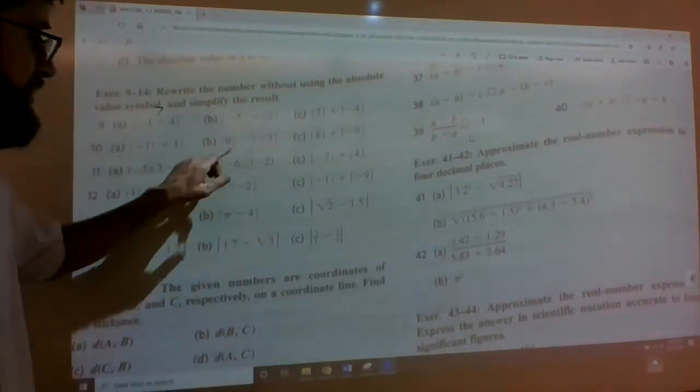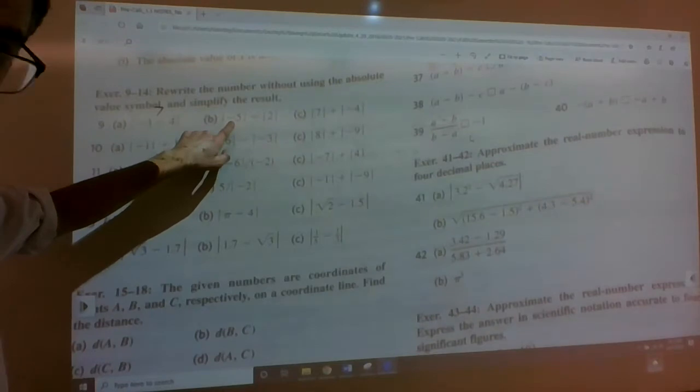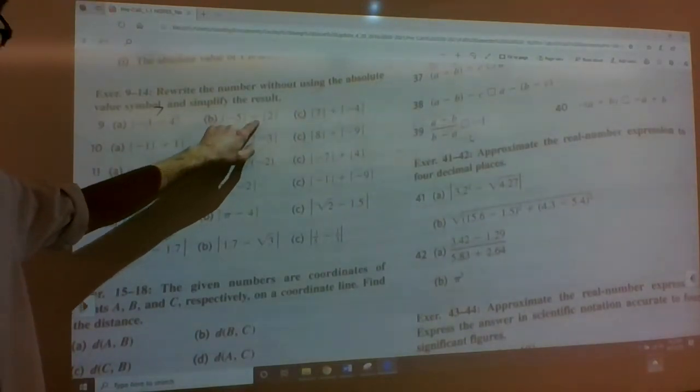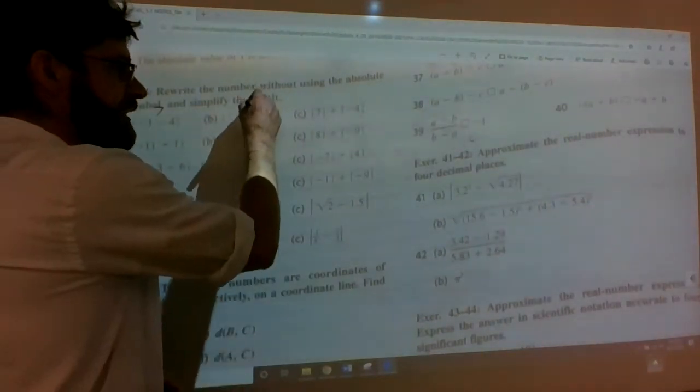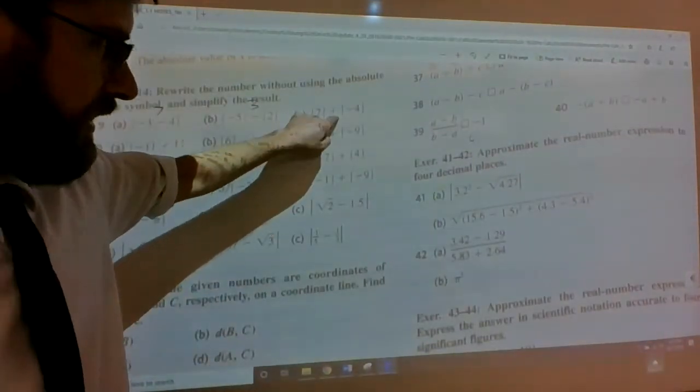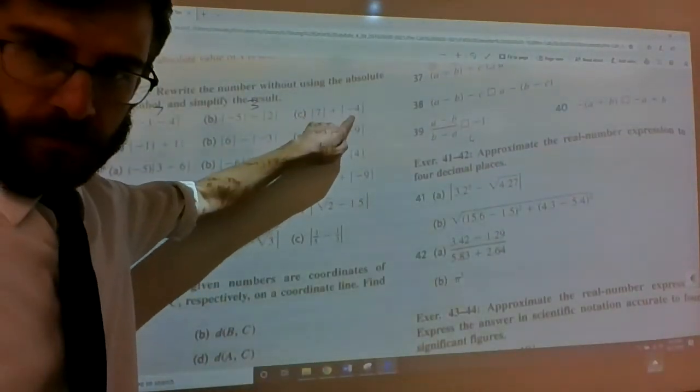So 9a is ultimately going to be 7, because it's the absolute value of negative 7. This is absolute value of negative 5 is 5, minus absolute value of 2 is 2, 5 minus 2 is 3, and this would be 7 plus 4. Okay, that'd be 11.